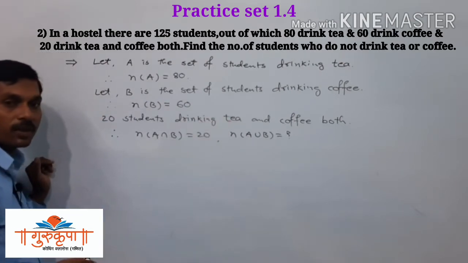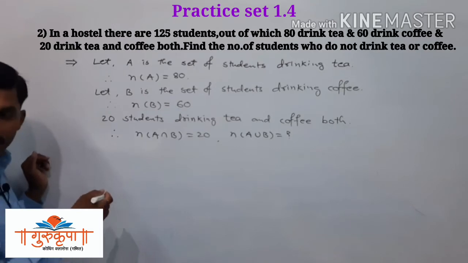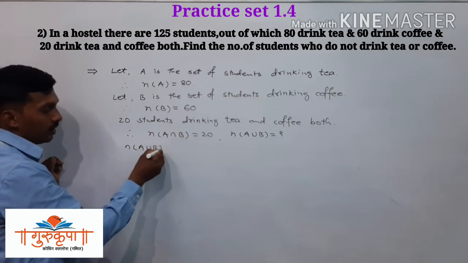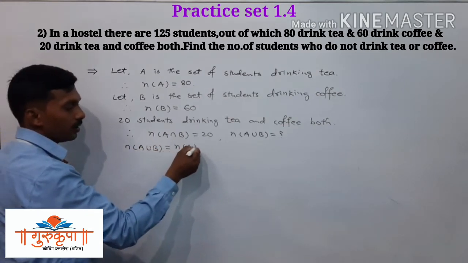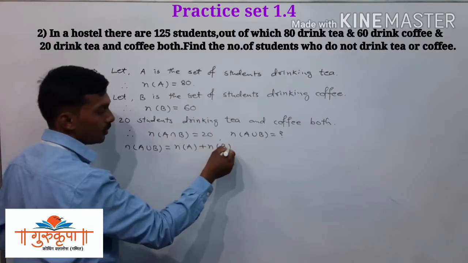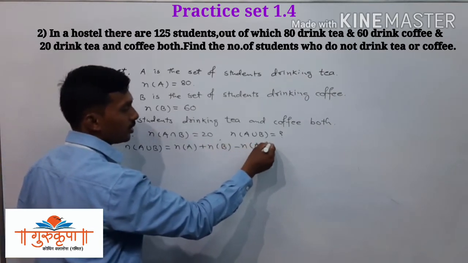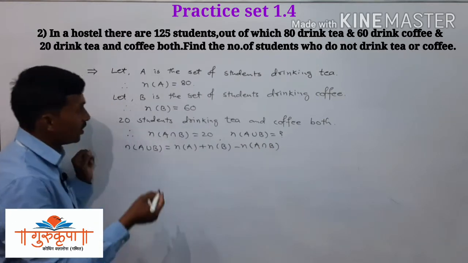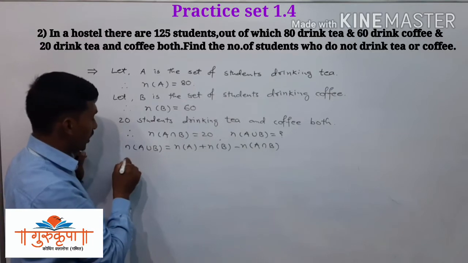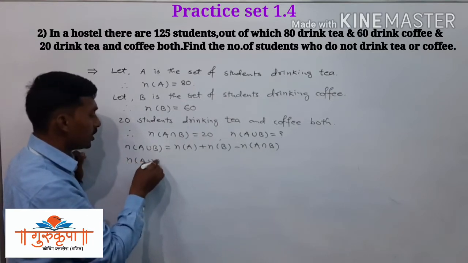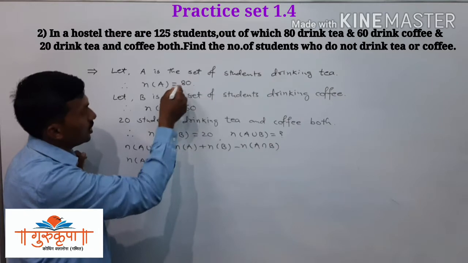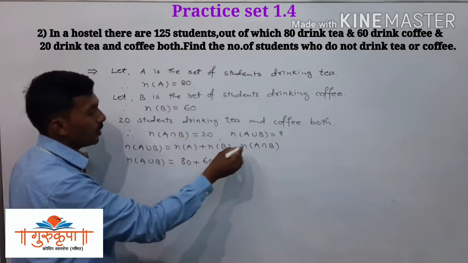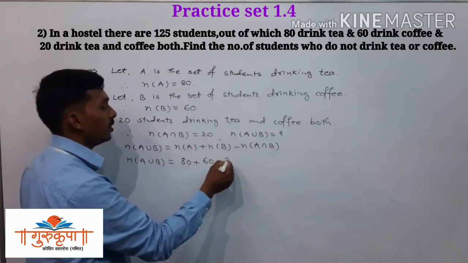So here first we will find A union B. How to find A union B? By using the identity. That identity is number of A union B is equal to number of A plus number of B minus number of A intersection B. It is an identity. Put the values there. Number of A union B, that we have to find. So we will write number of A union B as it is. Number of A, that is given 80, plus number of B, that is given 60, minus number of A intersection B, that is given 20.